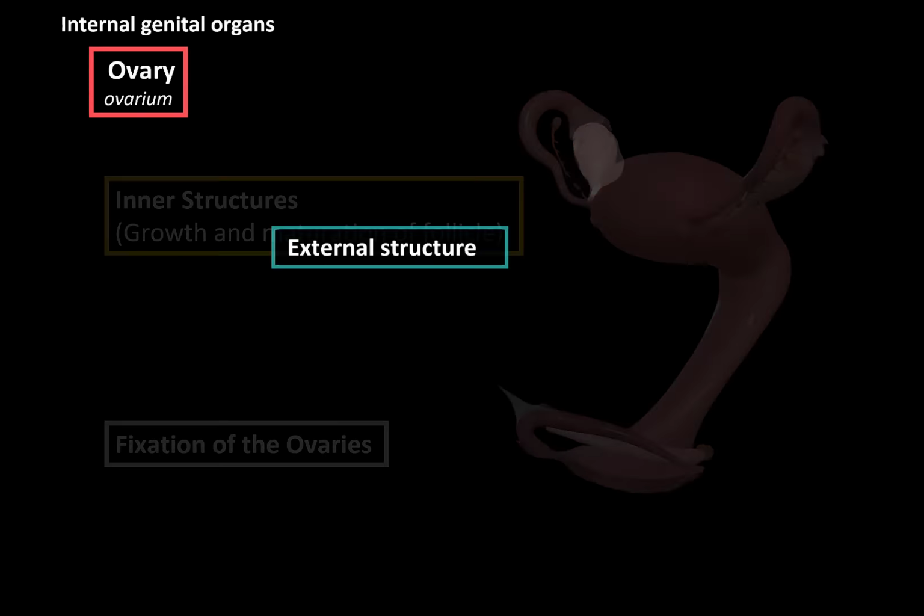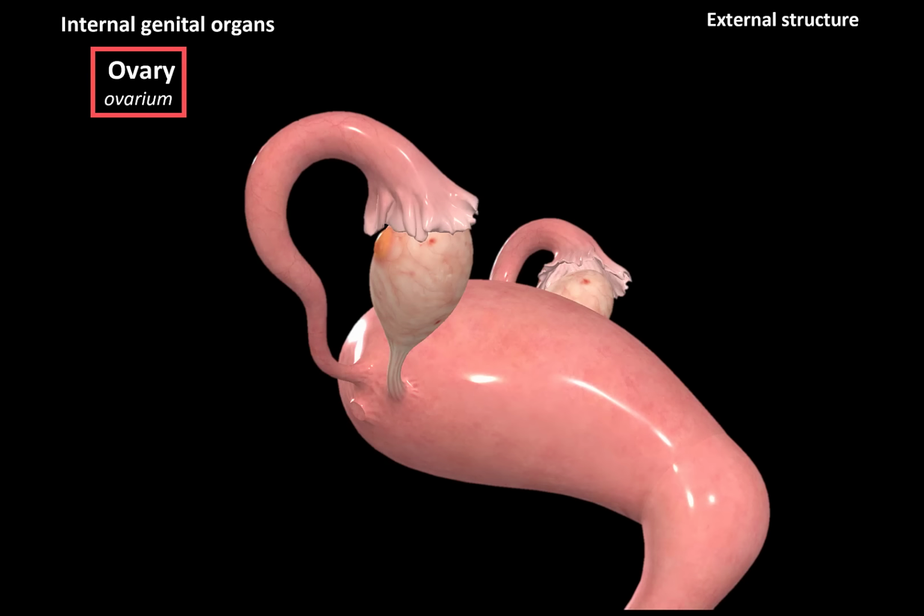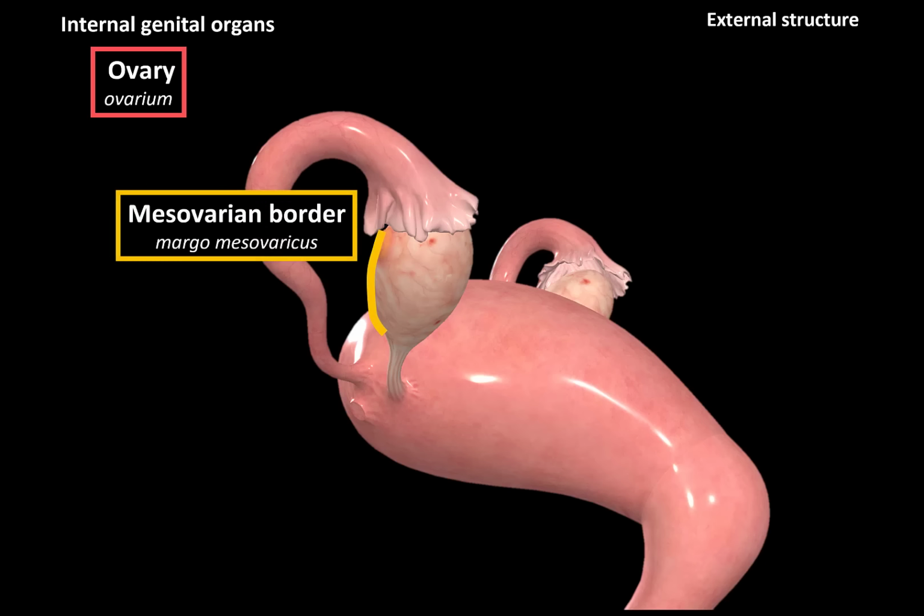Let's now go ahead and look at the external structures of the ovary. Alright, so here's an external view of an ovary. An ovary has surfaces and margins, right? It has a Mesovarian border, which is the anterior margin facing the peritoneal fold of the ovary. Then on the other side, it has a free border or a posterior border, which is free because it doesn't really face any structures of significance.